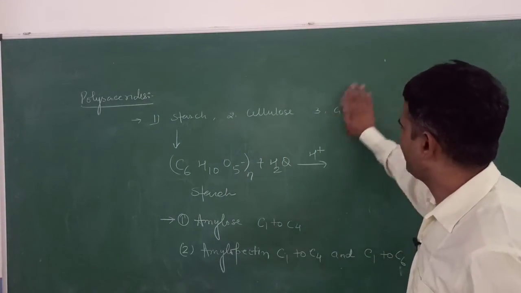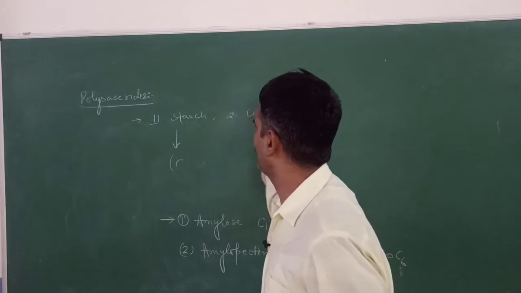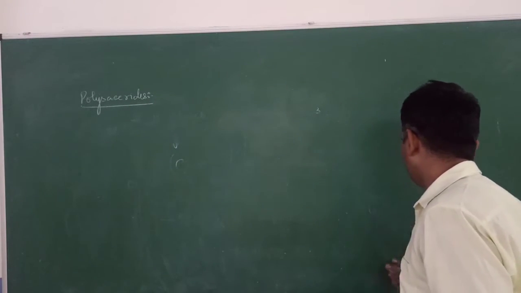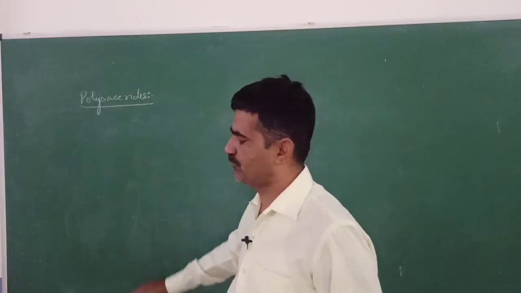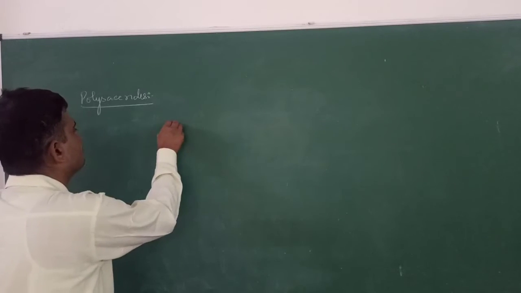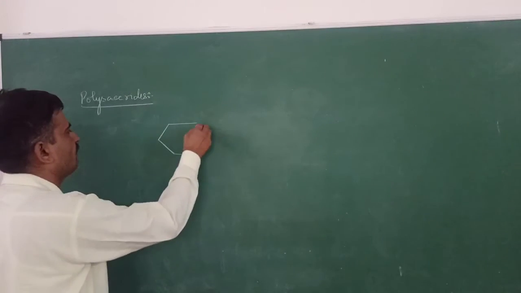Amylose is made up of alpha D glucose units. These are joined together in a linear fashion by means of the glycosidic linkage. These are alpha D glucose units.